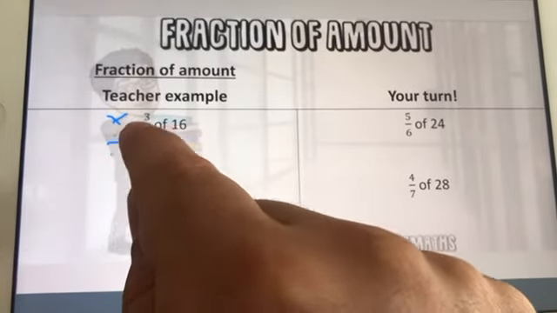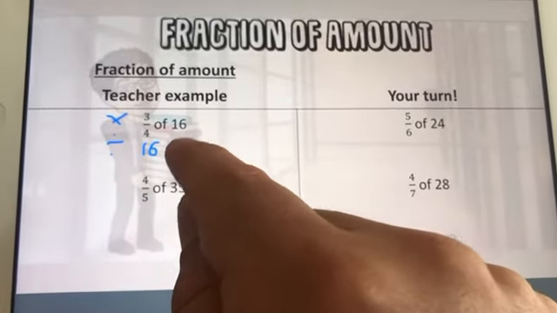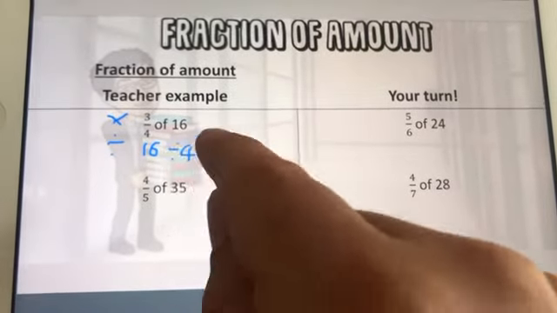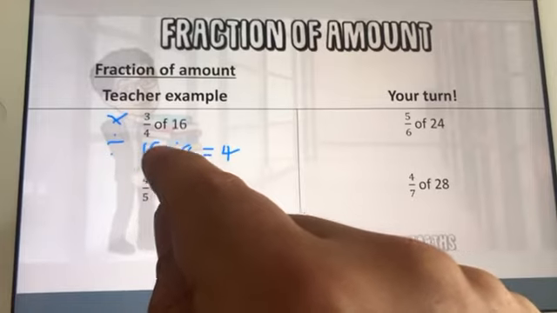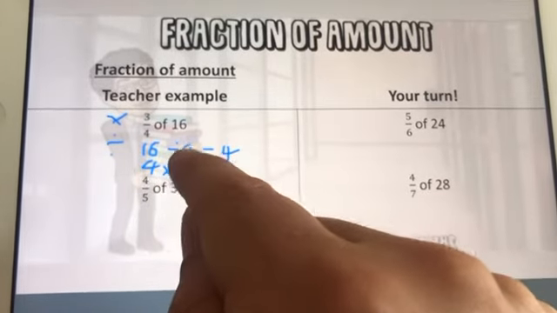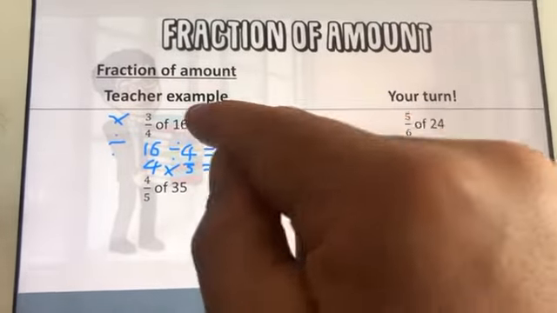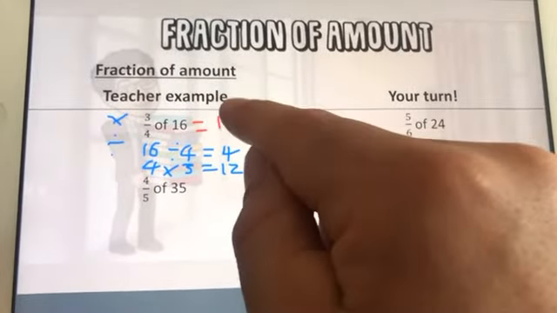Okay, if I do 16 divided by 4, we know I get 4. Then I've got to times that answer by the top. So I'm going to do 4 multiplied by 3, which gives me 12. So my final answer, 3/4 of 16 equals 12.